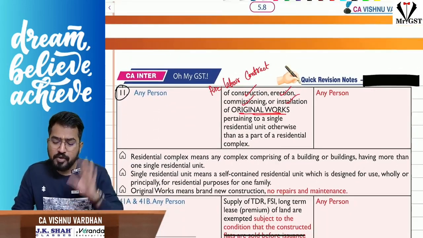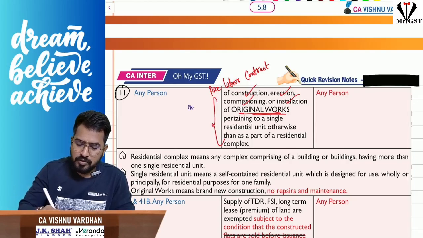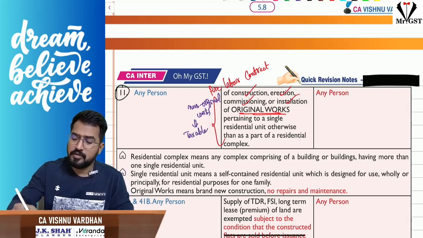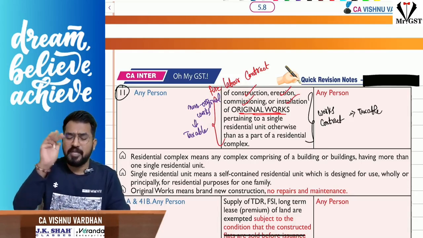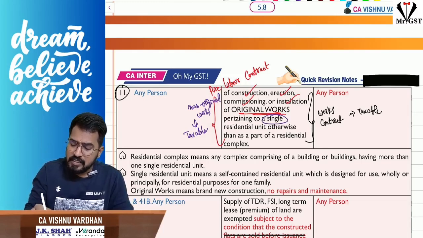Here if you see, pure labor contract, purely original works, only original works. That means non-original works are taxable. What about works contract? Taxable. Are you understanding the point? Here, okay sir, pure labor contract, only original works. For what, sir? For constructing a single residential unit, otherwise as a part of a residential complex.